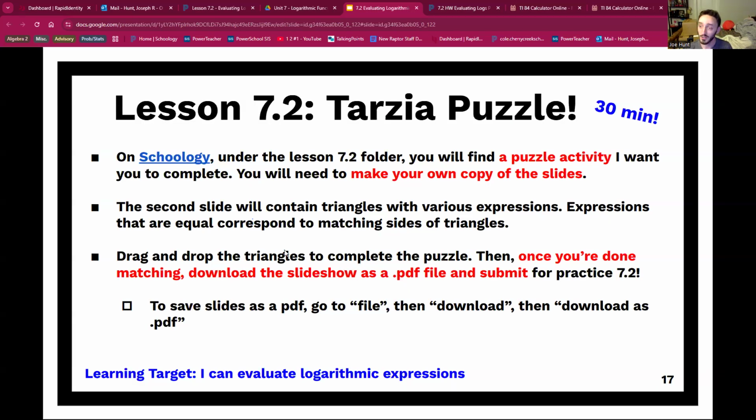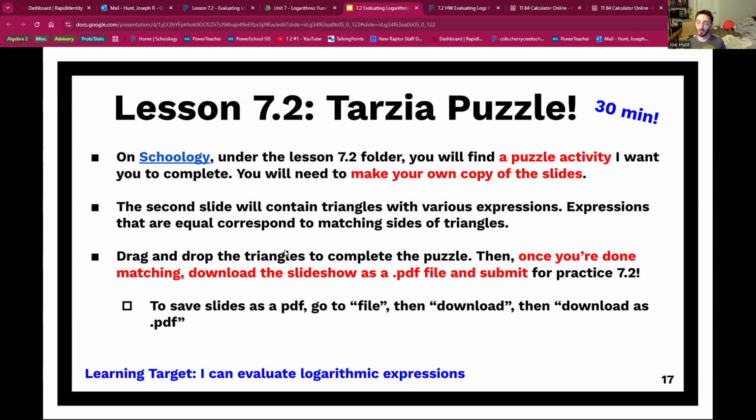When you're done with the puzzle, when you've got it fully assembled and you think your answers are correct, in order to submit, you're going to have to go File, Download as a PDF. And then you're going to be able to submit that to Schoology, and that's going to be your homework for 7.2. You're welcome to work with partners on this one. Just make sure that every student, just like usual, submits their own copy of the assignment. In particular, you want to submit this one on Schoology because there's no hard copies for it.